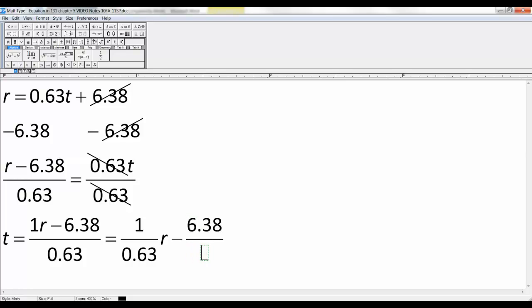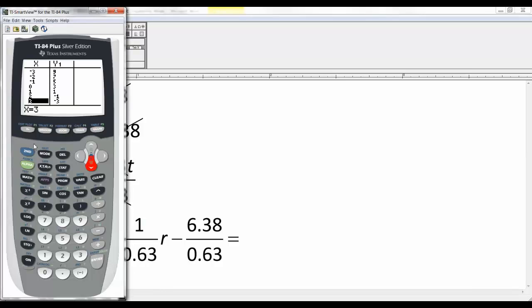6.38 divided by 0.63. All right, and again, still no good to us. We do not want our denominators to be 0.63. We want our denominators to be 1. We want this to be unit fractions. In other words, you don't want decimals inside of your fraction. You just want decimals. So you take a calculator and make it find what 1 divided by 0.63 is.